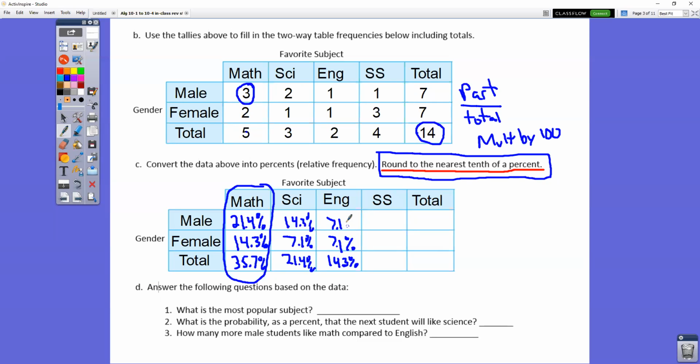Now, notice that those don't add up. Sometimes when you round, they're not always going to add up perfectly. So that's why you really do need to find each one individually. Because obviously 7.1 plus 7.1 is not 14.3.